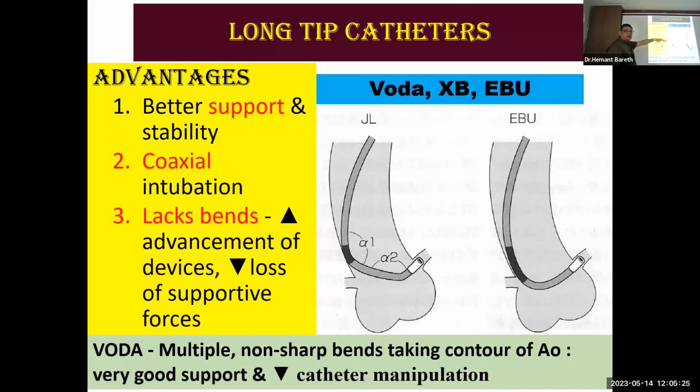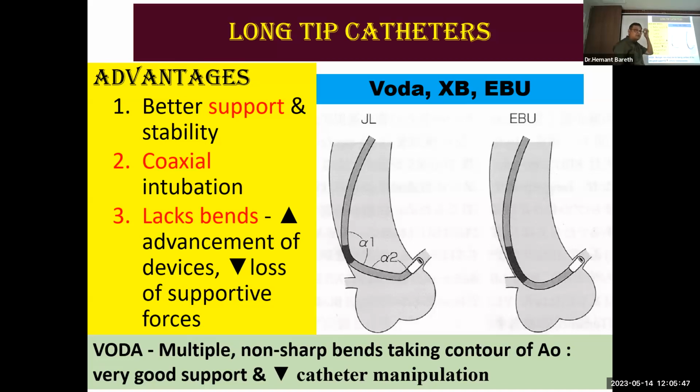Continuous bend. This is EBU, but Voda is even more. You won't even find a secondary curve because it is so gradual that the bends are not there. So it is very easy to pass devices. Especially when you are doing circumflex, when there is a problem, the device has to take one secondary curve, then one primary curve, then again another curve to go into circumflex.